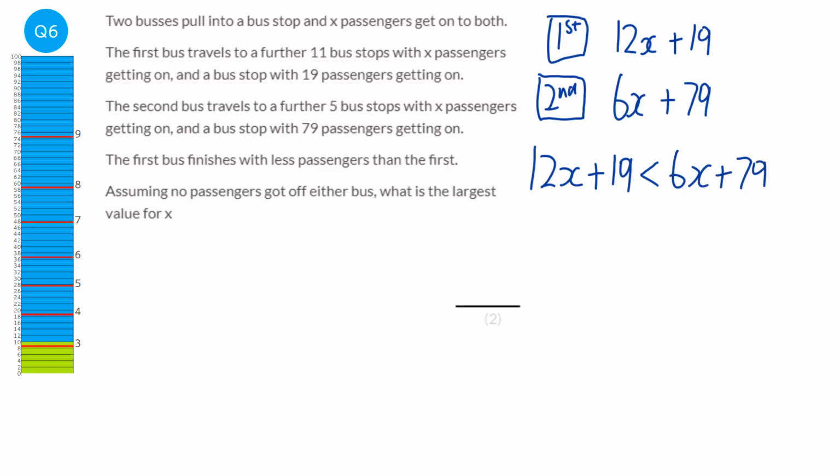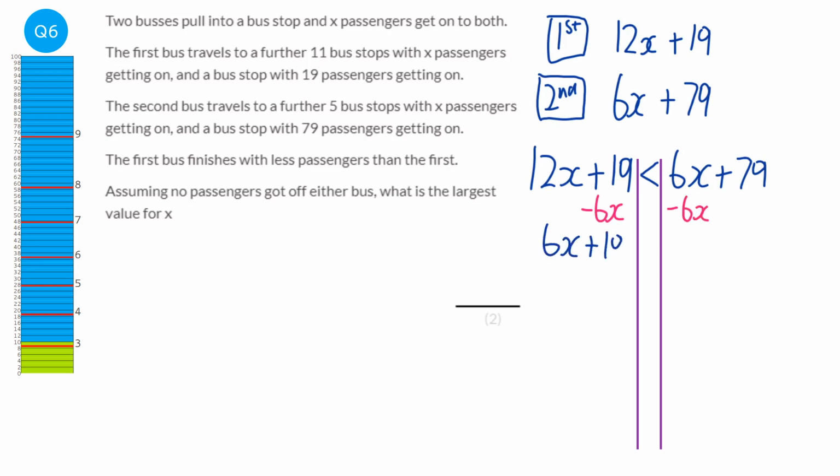Now all we need to do is solve that inequality. We've got x on both sides, so we look at the x's. We've got 12x and 6x, so we always take away the smaller amount. So we're going to take away the 6x both sides. And next thing we're going to do is take away the 19 from both sides.